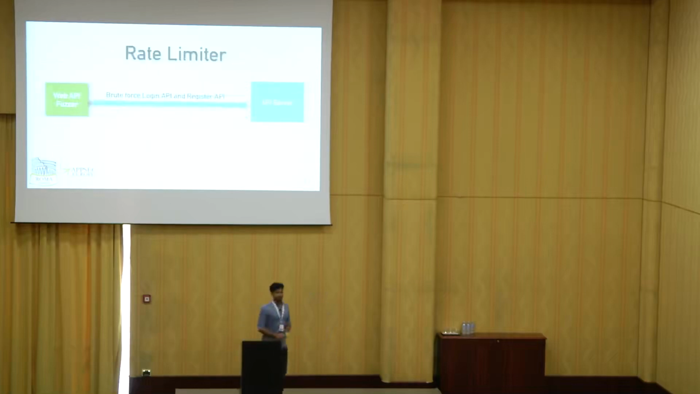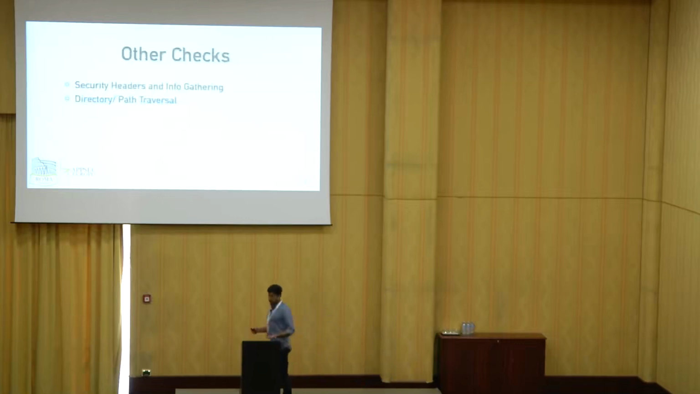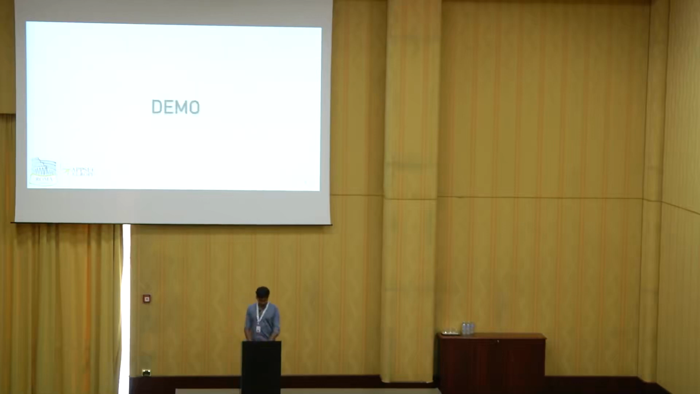Then we have the rate limiter, which most mobile APIs won't check for. Since it is built for mobile, people don't think that somebody will be brute forcing the login screen, or using a bot to do multiple registrations, etc. So those checks are mostly not found in mobile APIs. You can do the brute force checking with the rate limiter module. Other checks are typical simpler checks like security headers, information gathering, directory or path traversal, etc. So we have a demo of that as well.